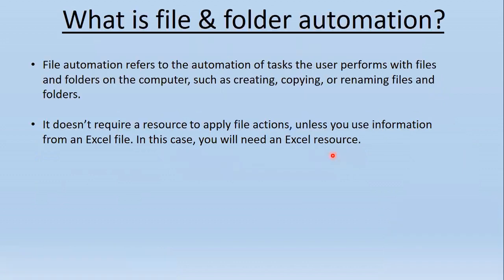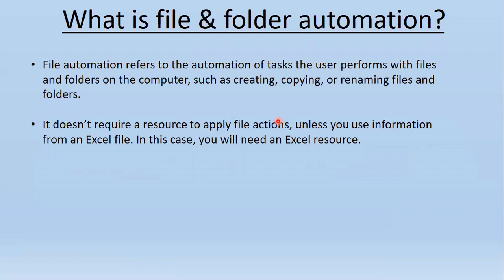So, what is file and folder automation? File automation or folder automation refers to the automation of tasks that the user performs with files and folders. So anything and everything that we do using files and folders on our computer, such as creating a file, copying, organizing a local drive, organizing a shared drive, or renaming files and folders, all of that comes under file and folder tasks. And when we automate that, that becomes file and folder automation.